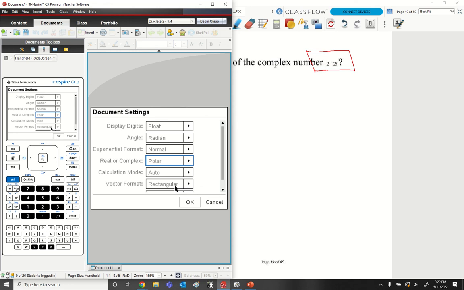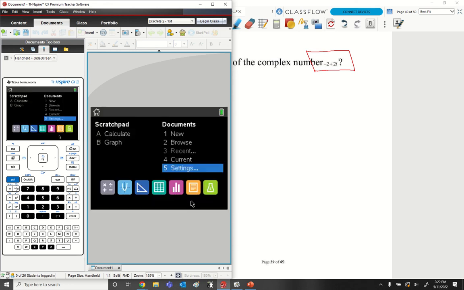Polar has cosine and sine, or CIS, as in the answer. Oh, okay.